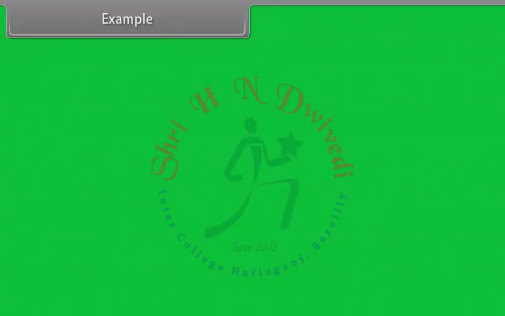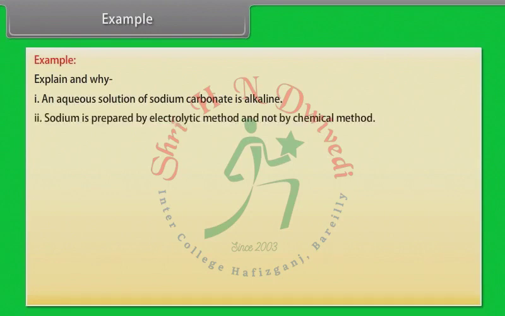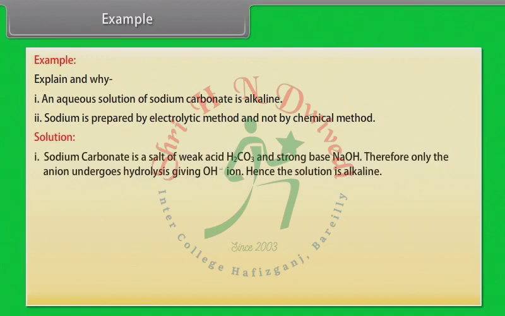Let's take an example. Why is an aqueous solution of sodium carbonate alkaline, and why is sodium prepared by electrolytic method and not by chemical method? Let's see the solution. Sodium carbonate is a salt of weak acid H2CO3 and strong base NaOH. Therefore, only the anion undergoes hydrolysis giving OH- ion. Hence, the solution is alkaline.